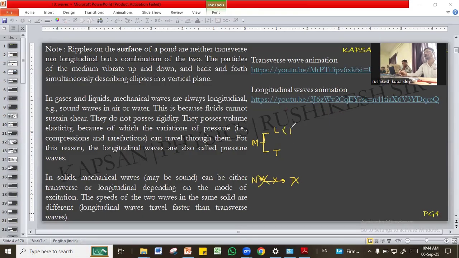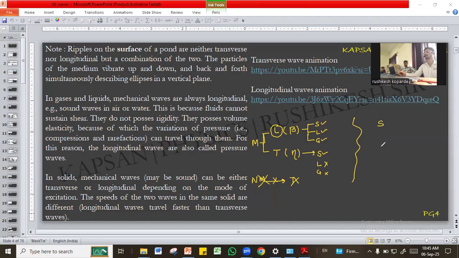These longitudinal waves require bulk modulus and transverse waves require modulus of rigidity. Now, bulk modulus is available with solid, liquid and gas. But modulus of rigidity is available only with solid, not with liquid and gas. So longitudinal waves can be in solid, liquid as well as gas. But transverse waves are produced or can sustain only in solid.